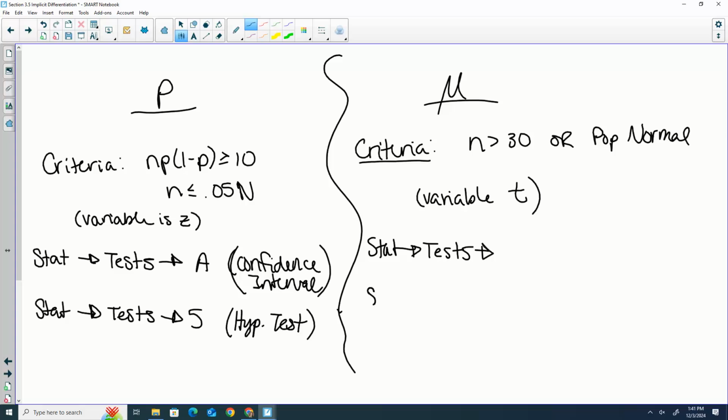If I'm doing the confidence interval or just like our regular hypothesis testing. So if we look, stat test, if we want the confidence interval, that one is 8. And if I'm just wanting to do my hypothesis test, we do number 2.